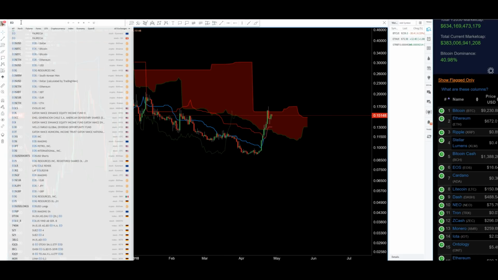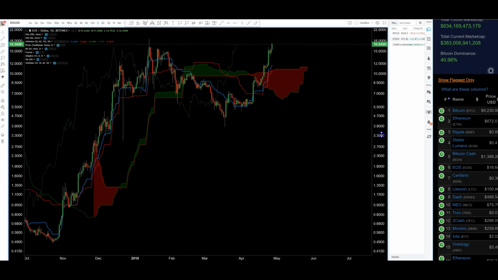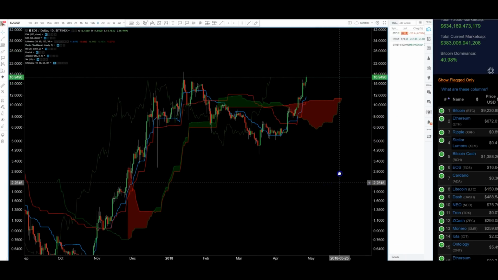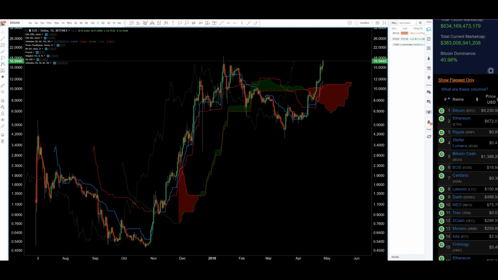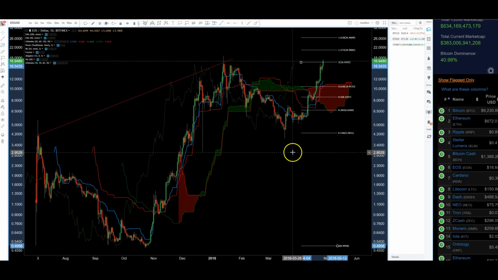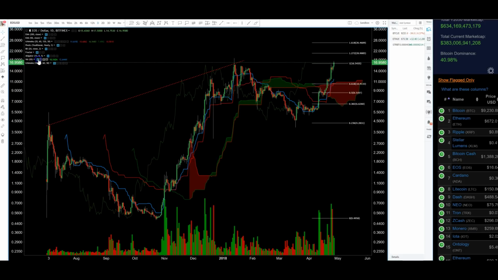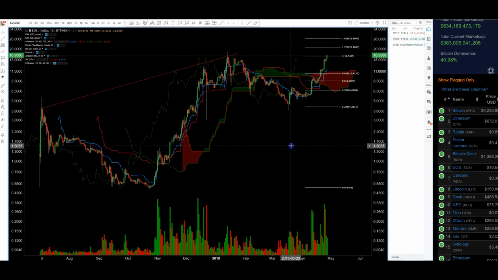EOS, super interesting, just complete rocket ship. Can't stand the project. You can rake me over the coals for that, I don't care. We zoom way out, again, similar to XLM, just a massive cup and handle. It doesn't match any of the rules of a cup and handle. The volume's not there.